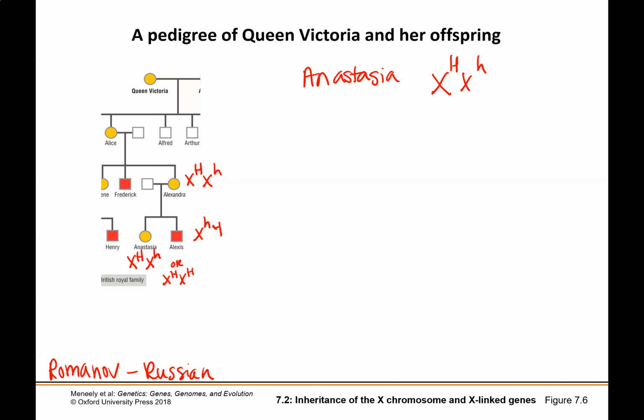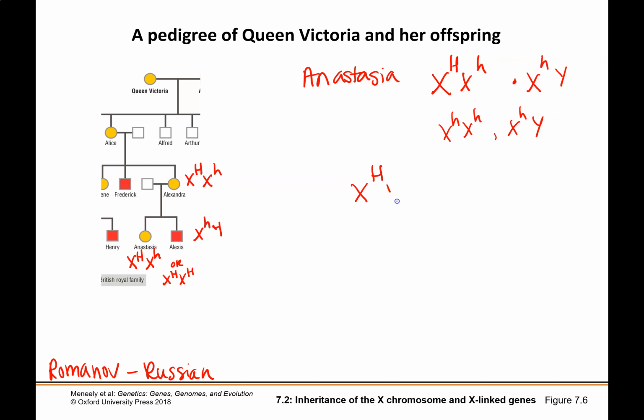Now, if she marries within the royal family, there's a decent chance that her husband could have hemophilia, although this tends to cause early death. So it's probably pretty unlikely that she would marry somebody that also has hemophilia. If she did marry a man and have children with hemophilia, then we could get the possibility where some of her female offspring could have the disorder and some of her male offspring could have the disorder.